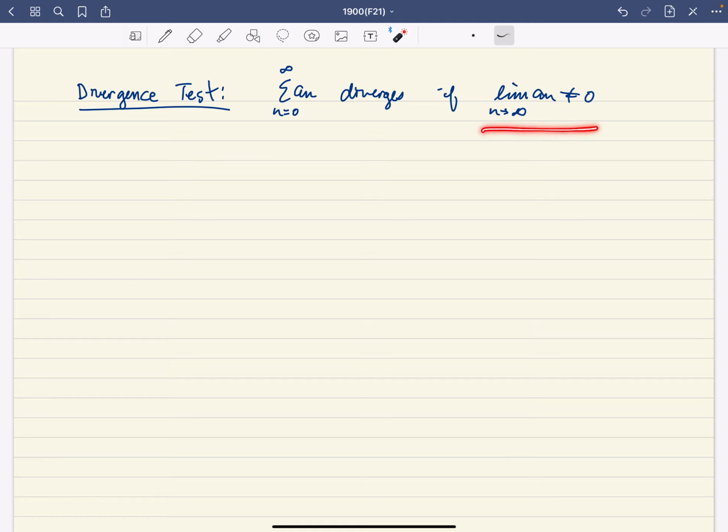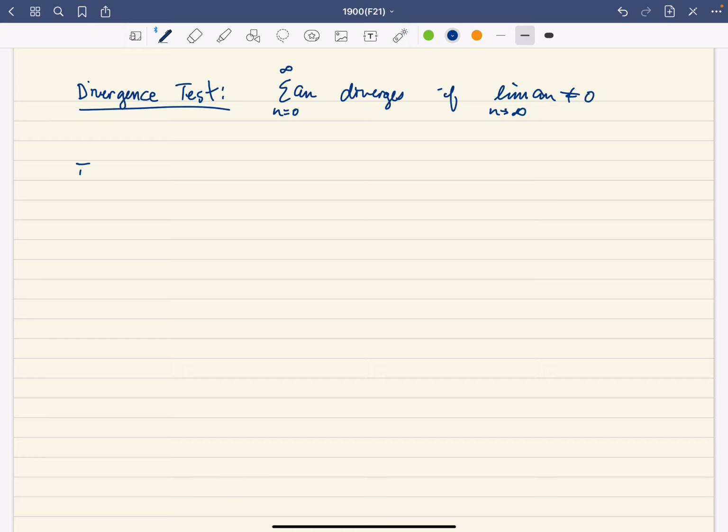Unfortunately, if the sequence a sub n does go to 0, that tells us nothing. There's examples where the sequence tends to 0 and the series converges, and there's examples where it diverges. It just doesn't tell you anything. So if the sequence goes to 0, then we just have to do a little bit more work. On the other hand, if the sequence does not go to 0, then we know that the series diverges. That's the end of the story, and that's the divergence test. We learned that among other things in 11.2.